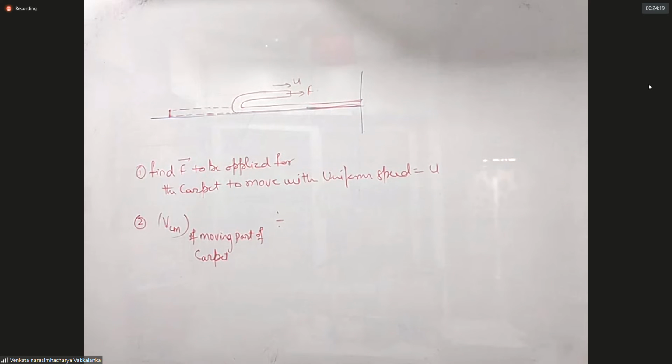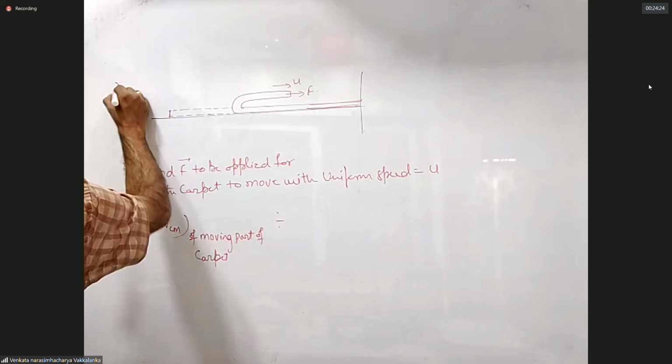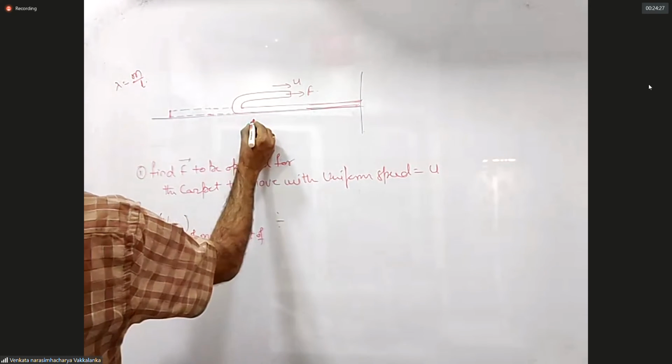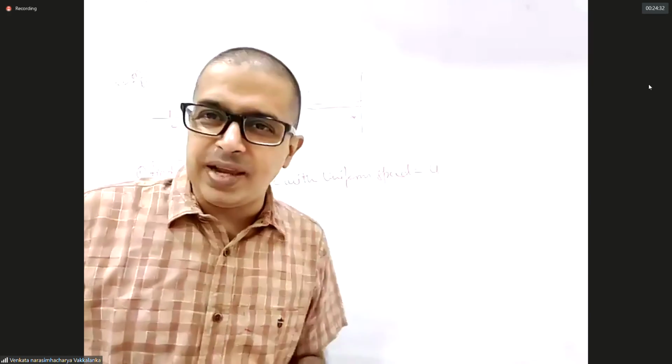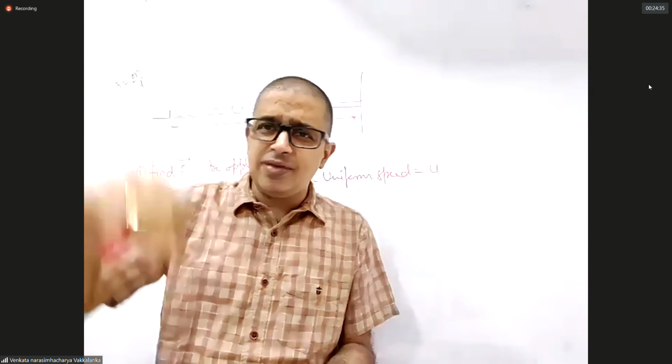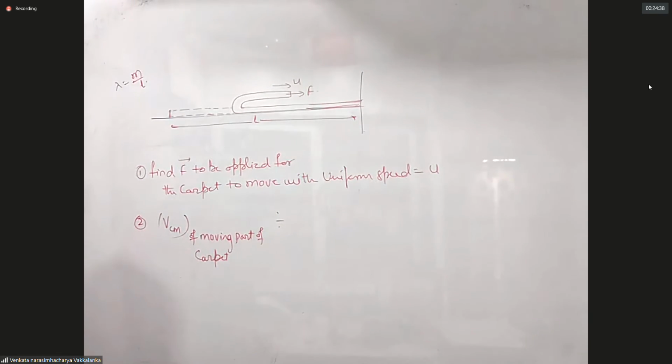Sir, is lambda given? Lambda is mass per unit length. You can assume lambda to be mass per unit length. Area doesn't matter; it will get cancelled out in both the numerator and denominator. So take lambda to be mass per unit length. The lower surface, the floor and the carpet, is sufficiently rough to prevent slipping between the carpet and the floor. The carpet doesn't slip on the floor.